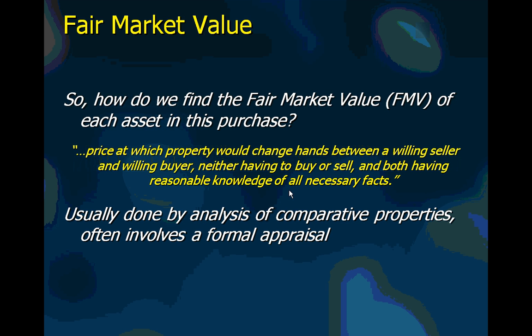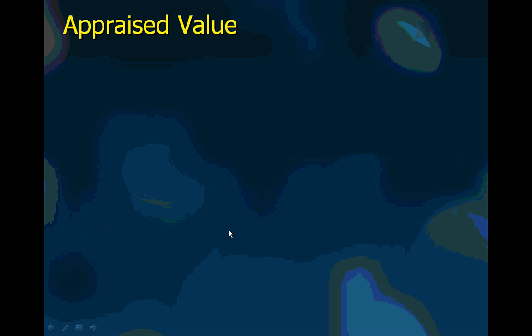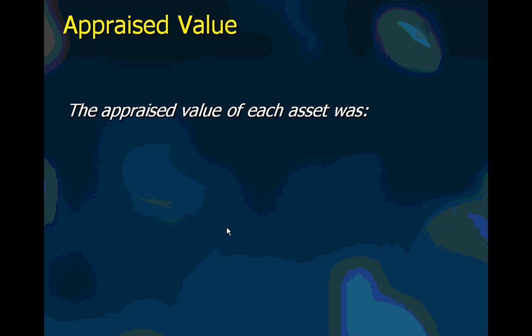Usually, though, this is done by a comparison of comparative properties. You might have heard this term in the real estate business known as comps. Got to find some comps for your house if they're going to appraise it. And it will often involve a formal appraisal. Not always, but it'll often have that formal appraisal. So the appraised value will typically be given to you in each of these situations.